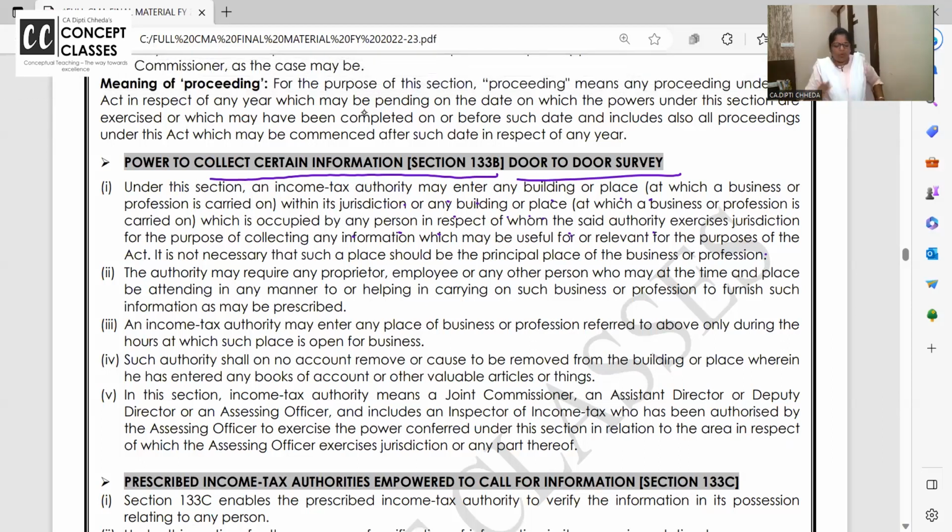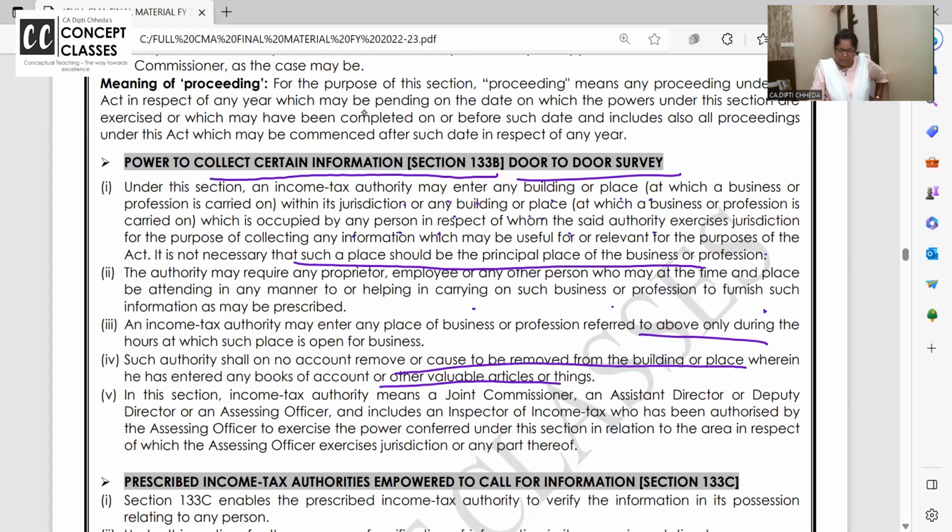So can they just go inside, walk in and collect the information? Yes. It is not necessary that such place should be the principal place of business. Authority may require the proprietor, employee and all to help in getting the information. Income tax authority may enter the place only during the business hours. Such authority shall on no account remove the bill, books and valuables.